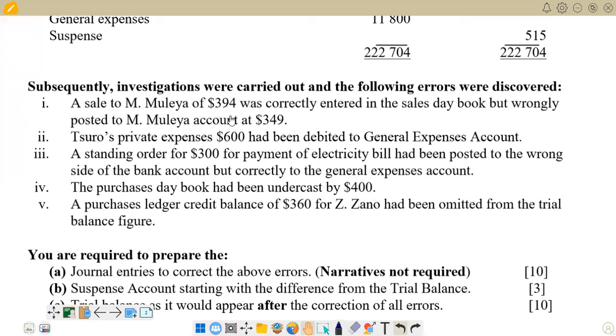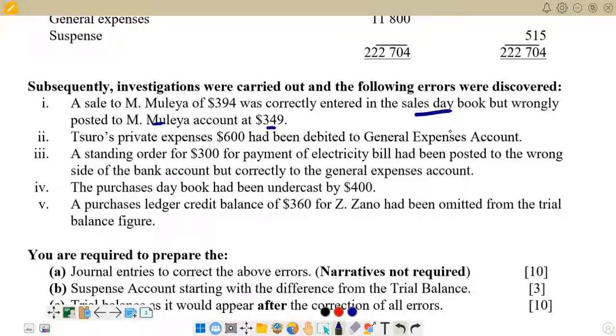It means the day book was correct. If you check there, the day book was correct. So it means our sales account is also going to be correct. The figure that is going to go to the sales account will be correct. And remember, the sales account, we credit it and then we debit the debtor's account. The only mistake is in one debtor, which is Mulea, at 349 instead of 394. So a smaller figure was inserted in Mulea's account. So we have an understatement. The figure was understated. We put 349 instead of 394.